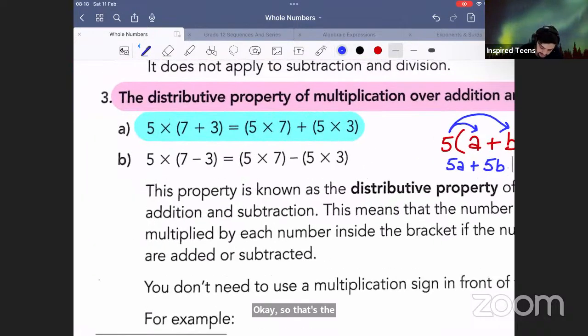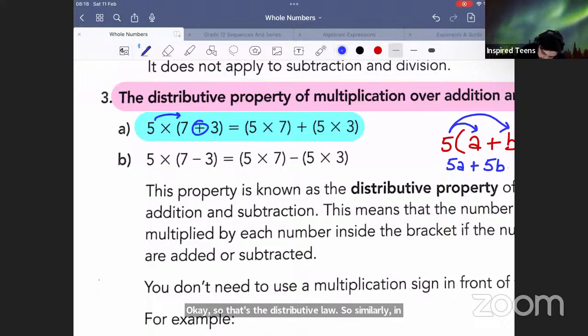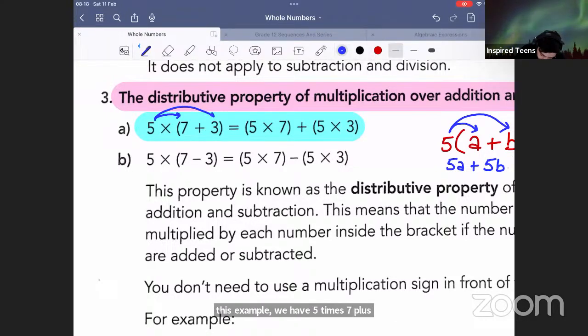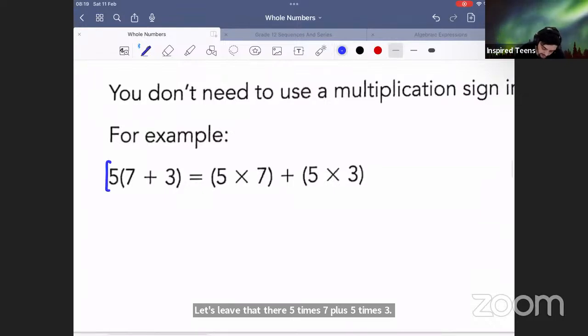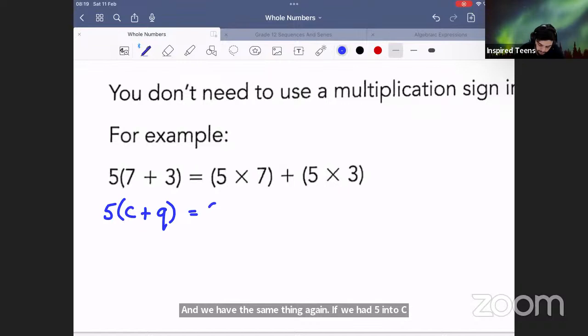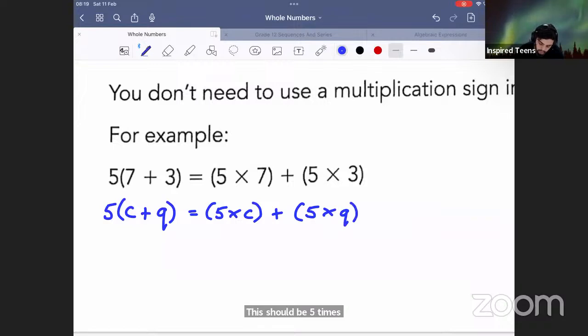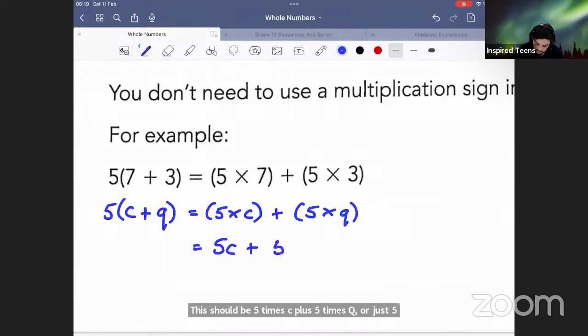So similarly, in this example, we have 5 times 7 plus 5 times 3. So that's how it can be written as. Okay, let's leave that there. 5 times 7 plus 5 times 3. You don't actually have to show that multiplication that they're showing, okay? Because the bracket already indicates a multiplication, and we have the same thing. Again, if we had 5 into C plus Q, this would be 5 times C plus 5 times Q, or just 5C plus 5Q.